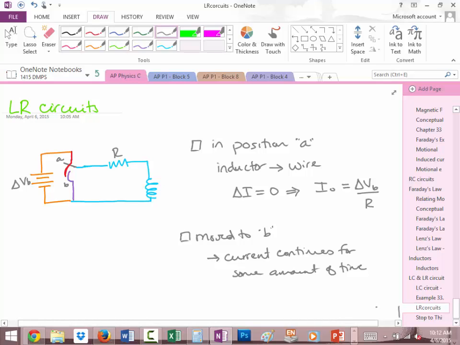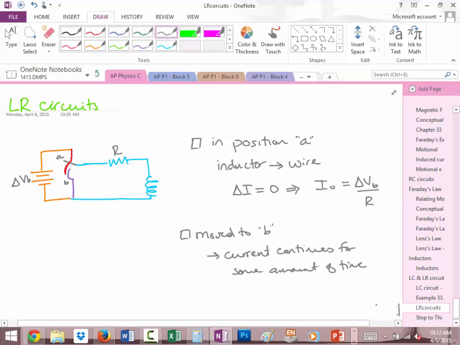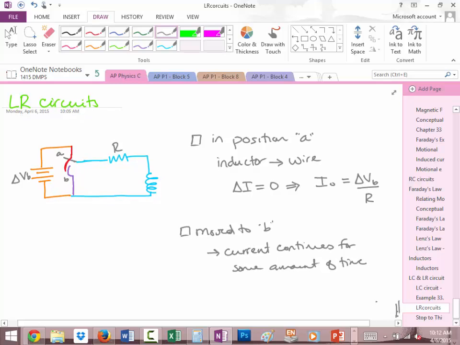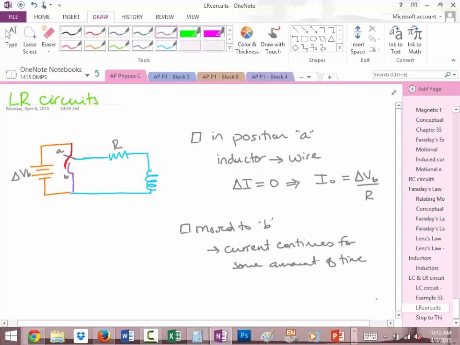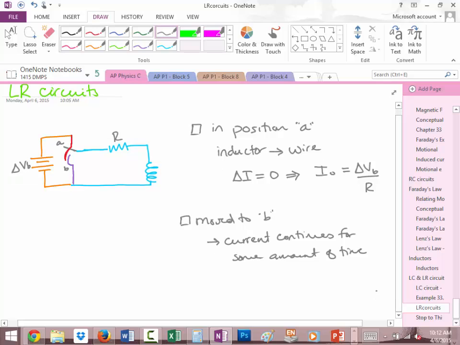And the reason for that is because the inductor's magnetic field takes time to drop to zero, we'll say.